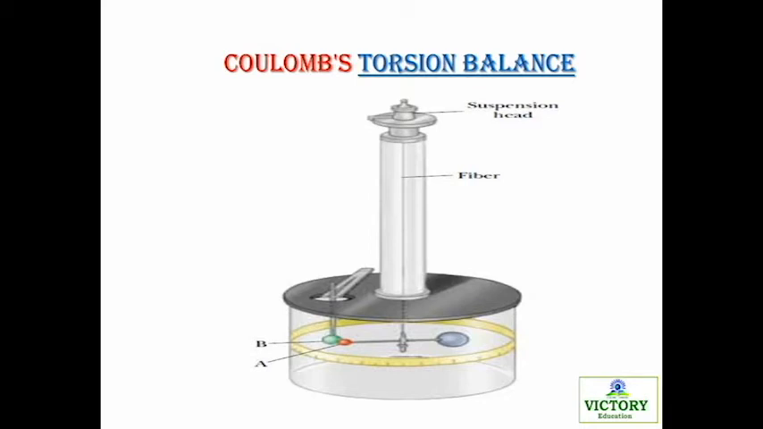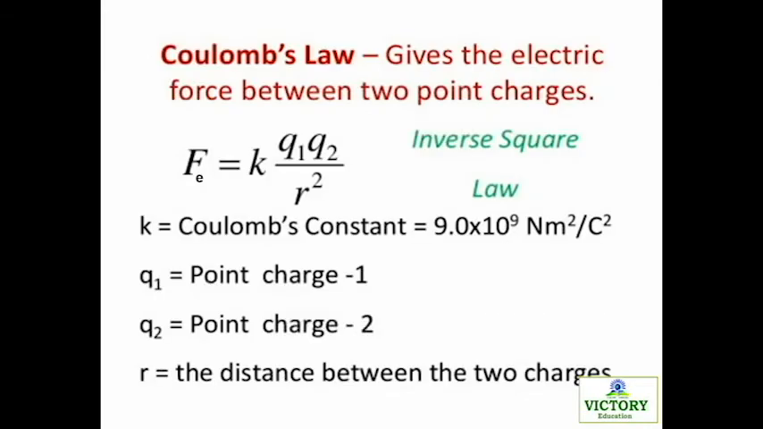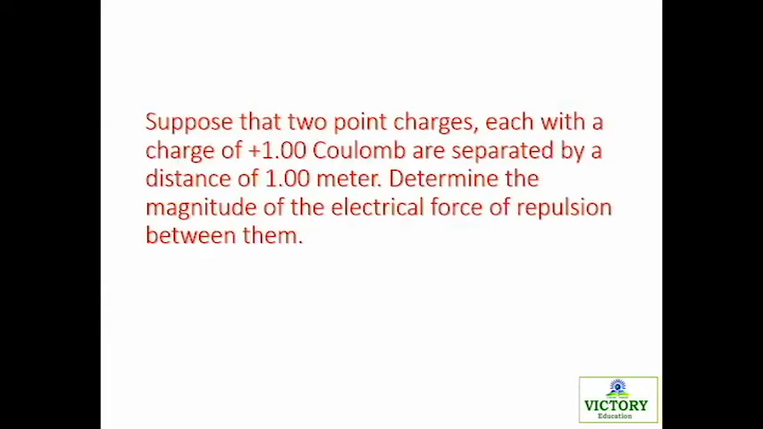Based on that value, he concluded that Coulomb's law gives the force between these two spheres Q1 and Q2 as Fe is equal to K Q1 Q2 by R square. Now let's see a couple of problems using this Coulomb's law. So this is your first problem. I would recommend you to pause the video here and read the problem and try to solve it yourself.